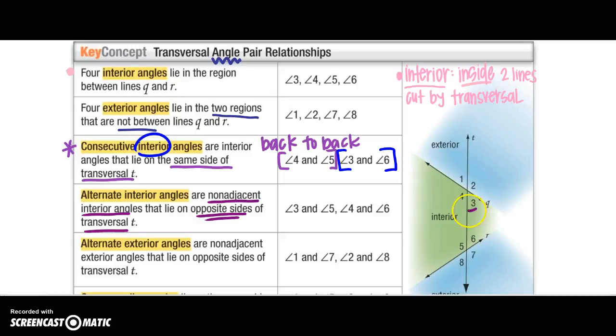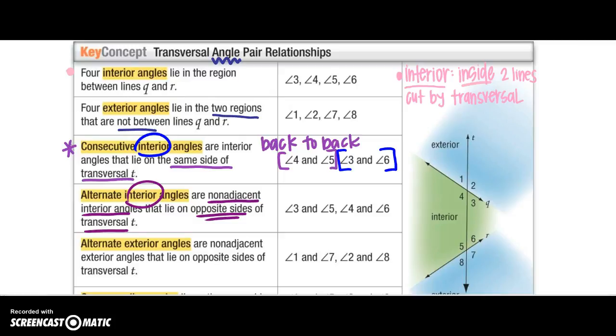We can have 3 and 5. So they're on the interior again, and they are on the opposite side of the transversal. We also have 4 and 6. So notice we're crossing that transversal line to find alternate interior angles.